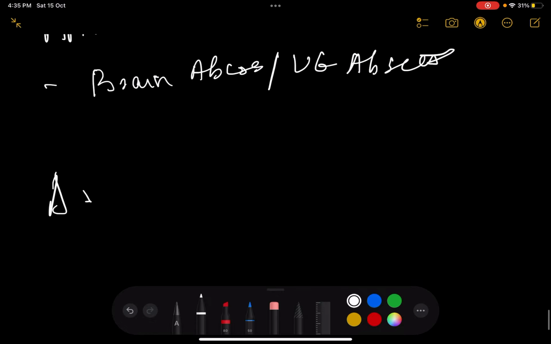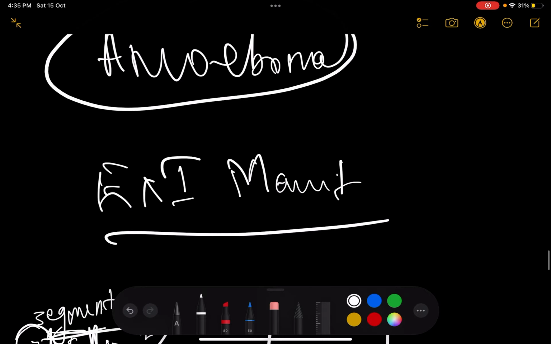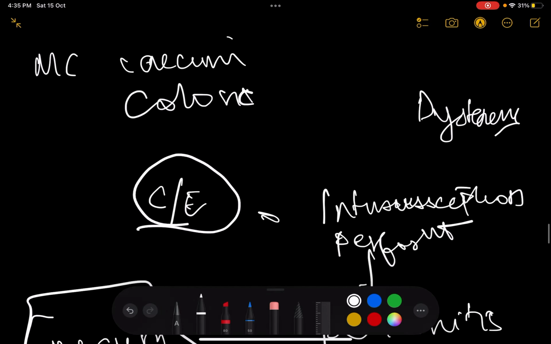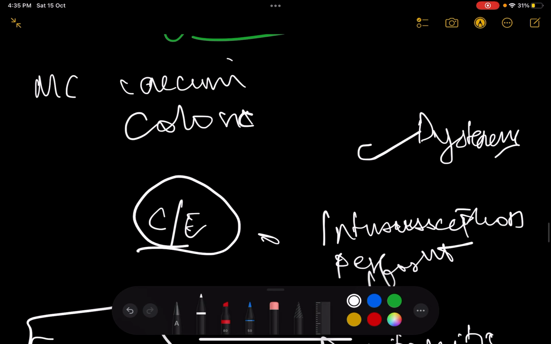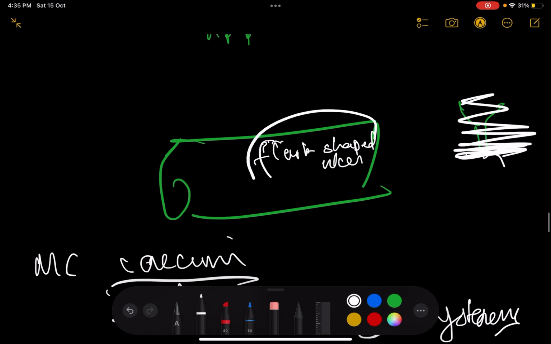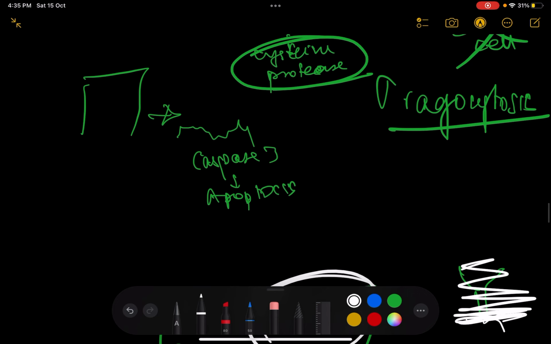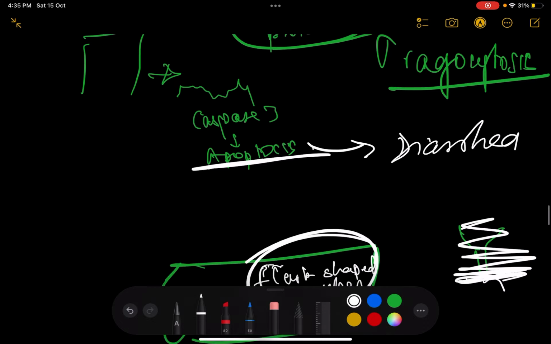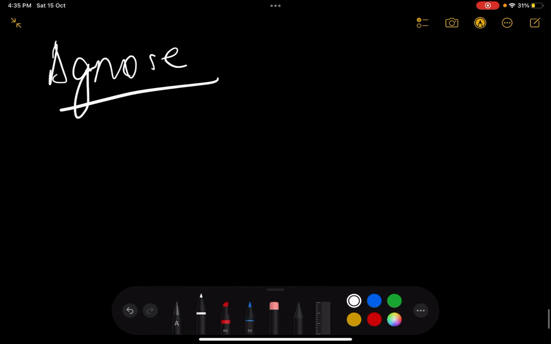So then how do you want to diagnose it? Let's say a patient comes to you early, at a stage of amoebiasis only. He comes to you with just dysentery, or probably with flask-shaped ulcers in the colon, or let's say he comes directly with apoptosis-induced diarrhea. So how do you diagnose it?